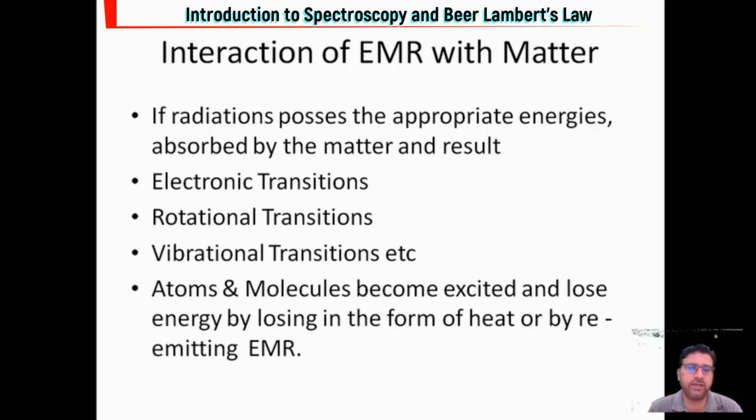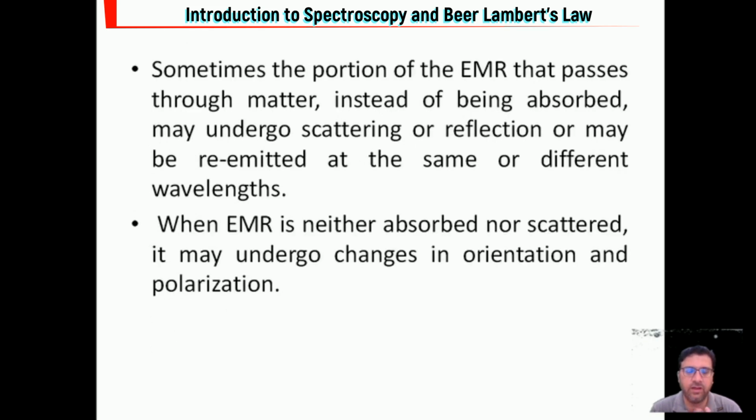Interaction of electromagnetic radiations with matter. If radiations possess the appropriate energies, they are absorbed by the matter, and as a result, electronic transition, for example in UV visible spectroscopy, rotational transition, for example in rotational spectroscopy, vibrational transition, for example in IR spectroscopy, occur. Atoms and molecules become excited and lose energy in the form of heat or by re-emitting the electromagnetic radiations.